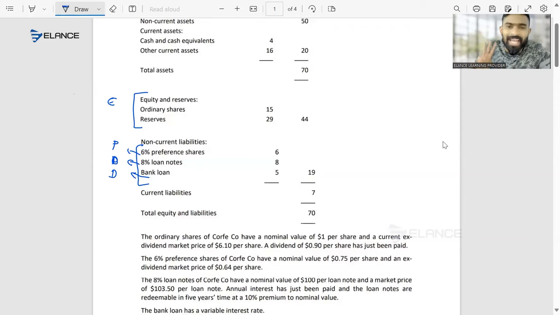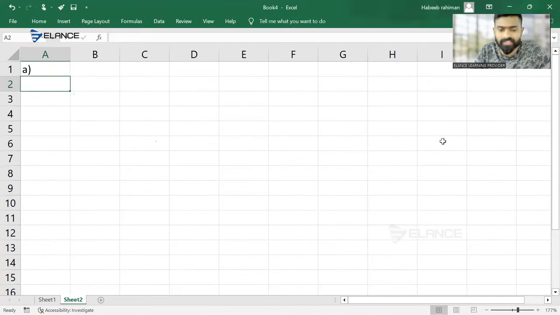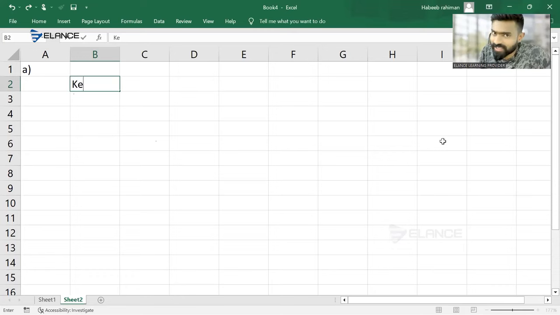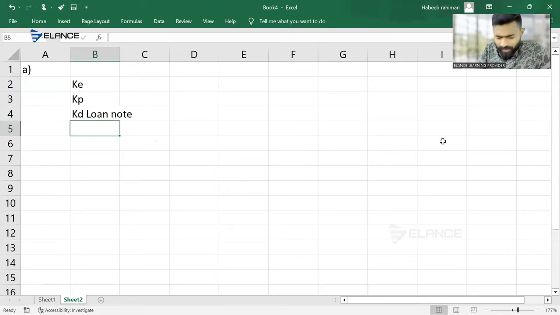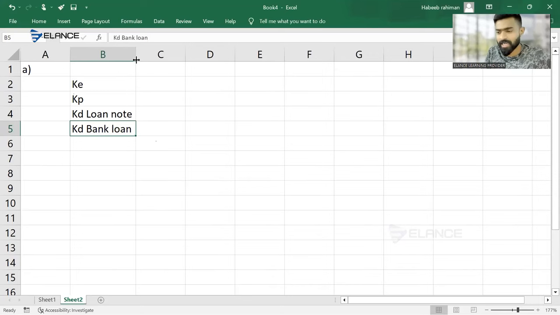So there are four sources of finance for this company. Definitely, equity will be there. Plus, the company took some preference shares. The company issued some loan notes plus bank loans. So that our answer plot for this question will be as follows. I need to calculate KE since there is equity finance. We have to calculate KP since there are preference shares. We need to calculate KD of loan note, plus we need to calculate KD of bank loan. This will be our plot for the initial calculation of KE, KP, KD, and KD bank loan.